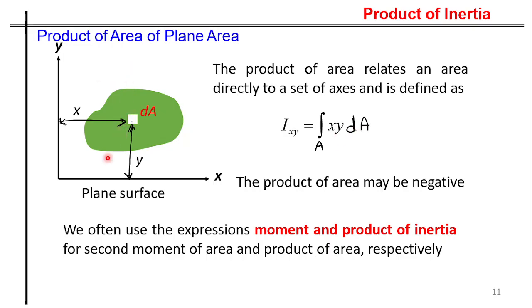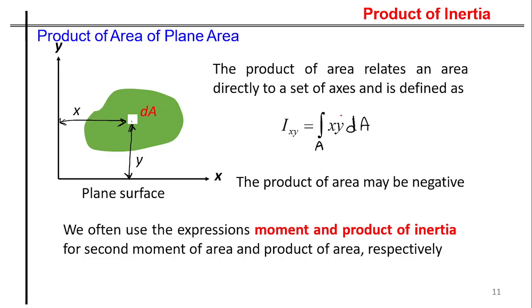So if your reference axis is located something like this, that is where my y is and here is where my x is going to be. In this case, here is where I am considering my dA. So x in this case is going to be a negative value. This is my x and that is going to be negative, but y is going to be a positive value only.